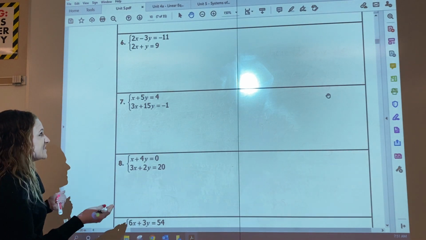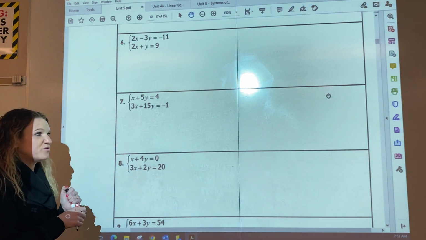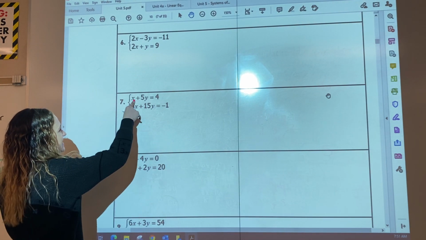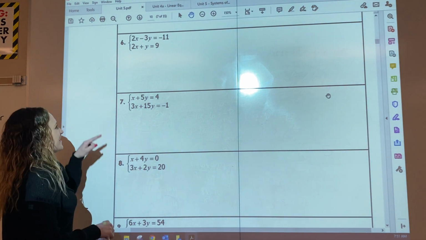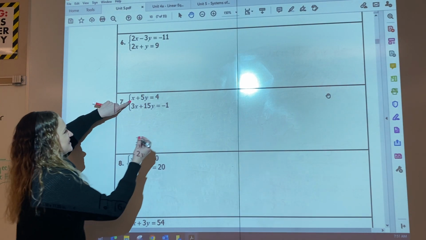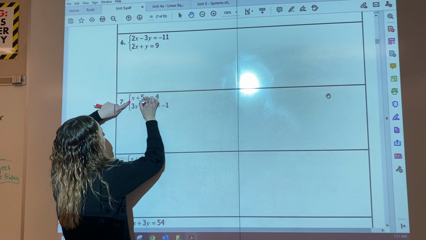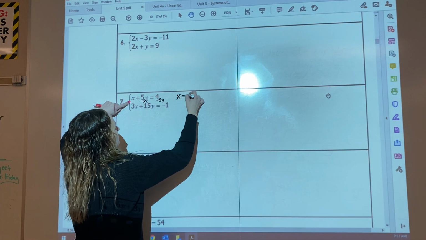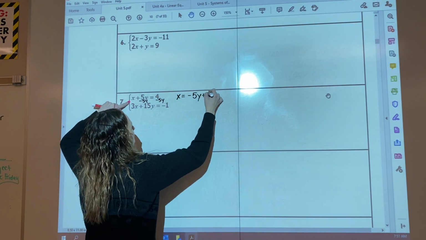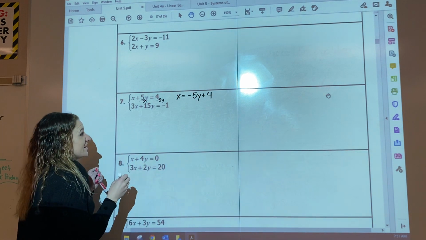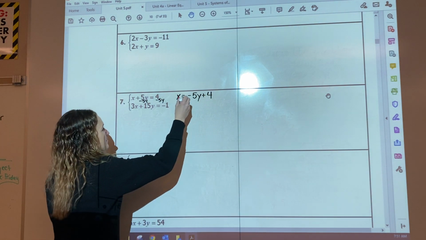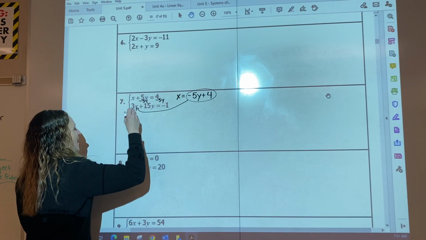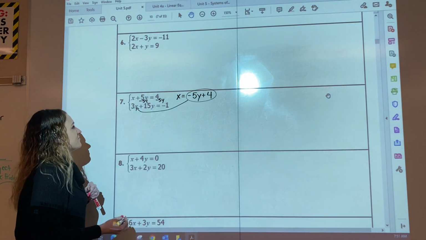So again, with number 7, I need to solve for a variable first. I'm looking for any variable by itself. I see the x, that's where I'm going right away. I'm going to solve this for x. In order to do that, I need to subtract 5y on both sides. So then x is going to equal negative 5y plus 4. Now that I've solved for that x, I'm going to take this expression and substitute it in for x in the second equation.